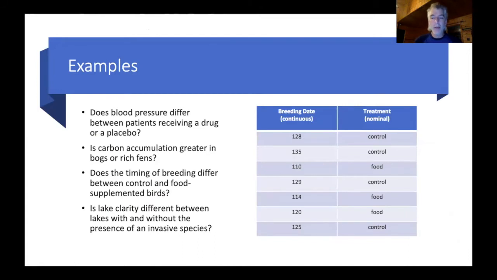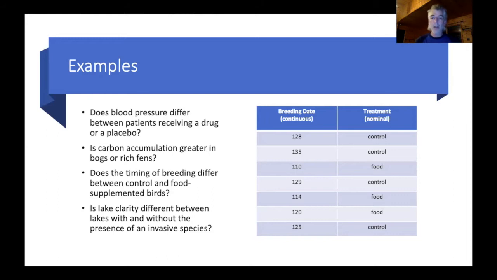So what are some examples of two-sample comparisons? Well, first, we might be interested in comparing whether blood pressure differs between patients that received a drug or a placebo. We might test whether carbon accumulation is greater in bogs or rich fens. We might test whether the timing of breeding differs between controls or food supplemented birds. And finally, we might compare the lake clarity between lakes with and without the presence of some invasive species.